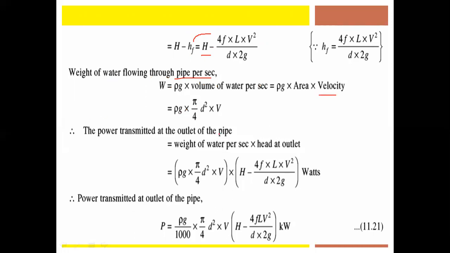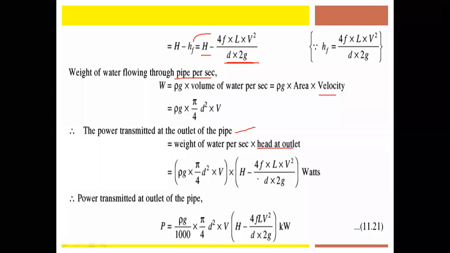Therefore, the power transmitted at the outlet of the pipe is equal to the weight of water per second into the head at outlet. What is the weight of water? Rho into G, pi by 4 d square into V. Then what is the head at outlet? The head at outlet is H minus 4 into F into L into V square by D into 2G. Now you are getting the result, so write the weight of water into the head at outlet.